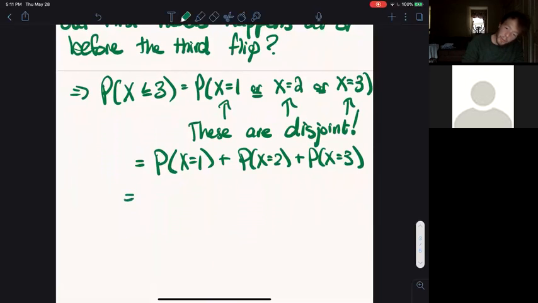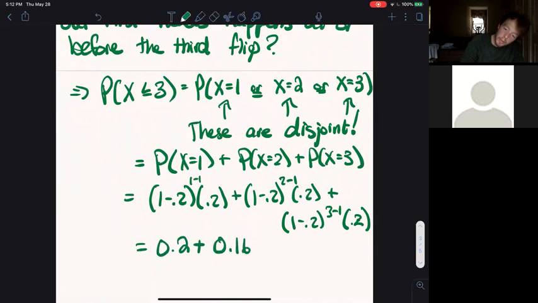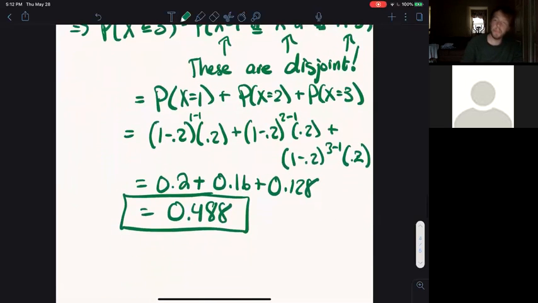So what is the probability that x is equal to 1? Well, that's something we can just plug into our formula for the geometric distribution. So 1 minus 0.2 to the power 1 minus 1, and then this is 0.2. And what is the probability that x equals 2? That is, again, just a plug and chug with our formula. Classic plug and chug. What is the probability that x is equal to 3? 1 minus 0.2, to the power 3 minus 1, times 0.2. So this is equal to 0.2 plus 0.16 plus 0.128, which is 0.488. That's the answer to this question.